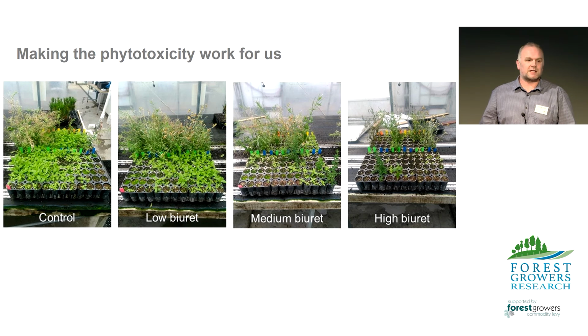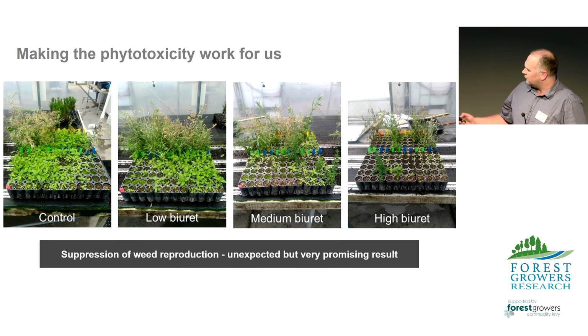But when we ran the experiment a little bit longer, we saw that the seeds that had germinated and were growing in soil treated with a higher rate of Biuret were dying before they could reproduce. In the control plot, we had thousands of progeny of our initial weeds; in the treated plots, hundreds, tens, single digits. And this was seen over a matter of a couple of months. So this really interested our nursery staff. Again, totally unexpected, but still another very promising result.